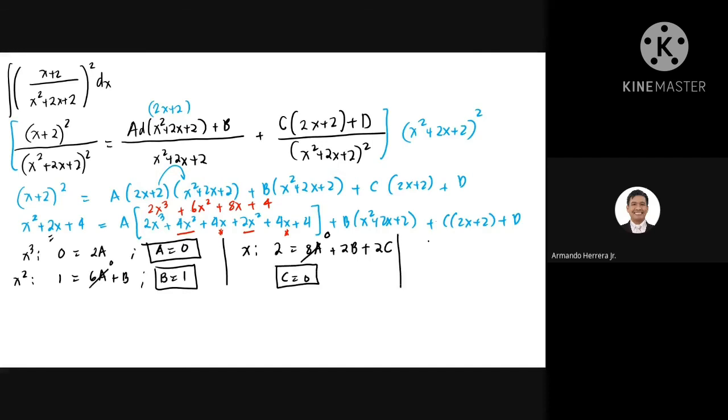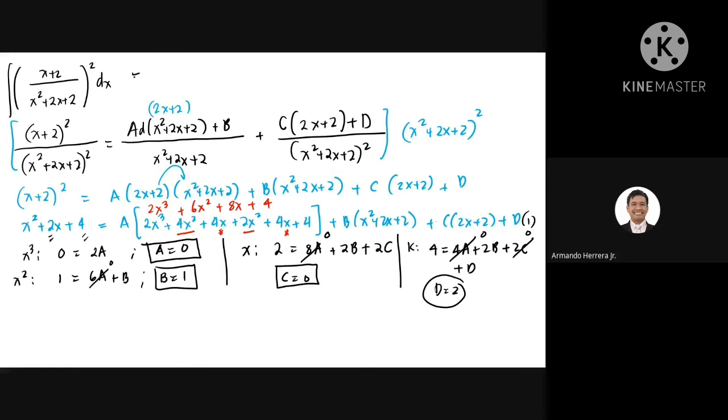Then for the value of d, we have the constant term. That's 4 equals a times 4, so that's 4a, plus 2b, plus 2c, and then plus d. a and c are both 0. b is equal to 1, so you have 2 times 1 is 2. Transposed to the left, it is 4 minus 2. Then d is equal to 2. So we solved for the values of a, b, c, and d.